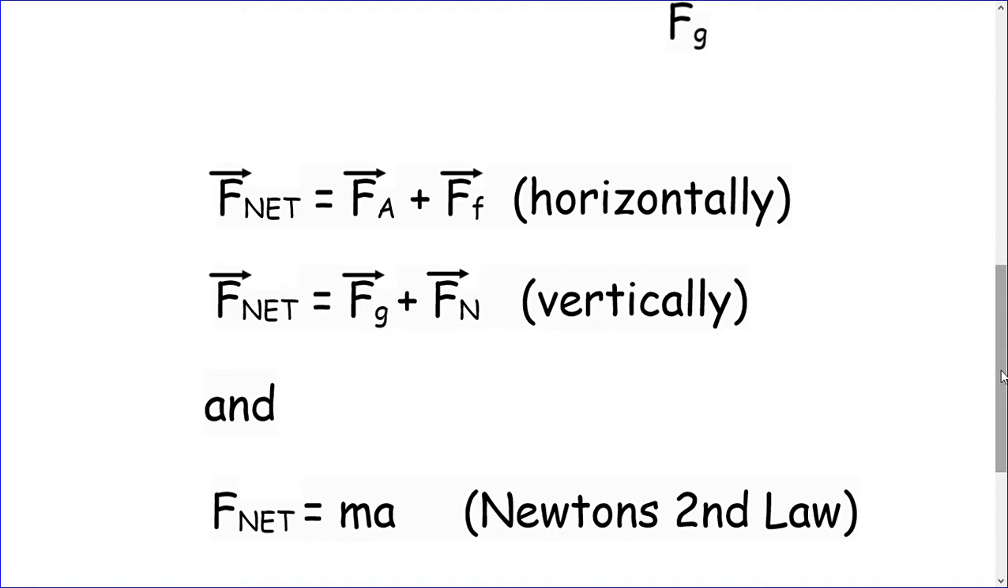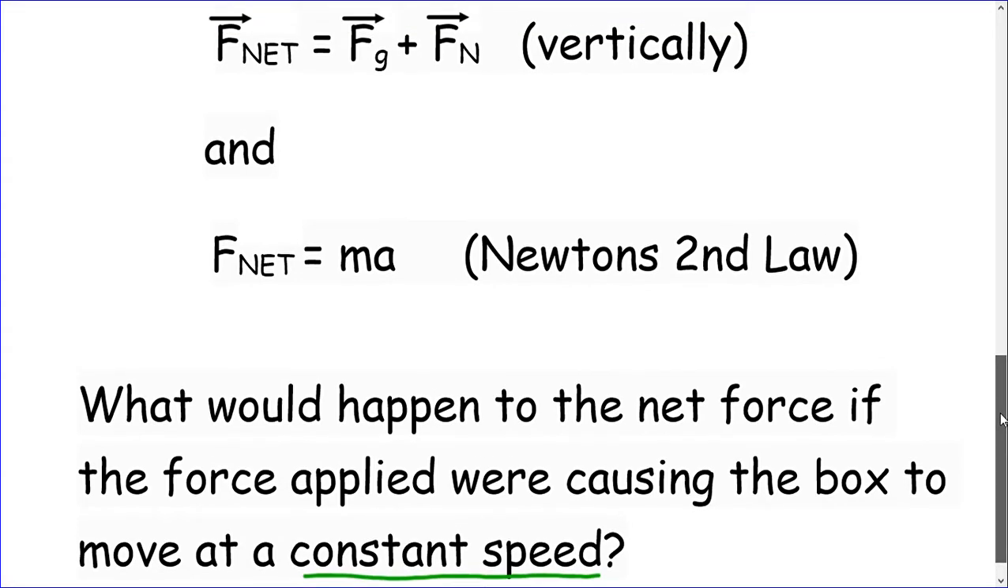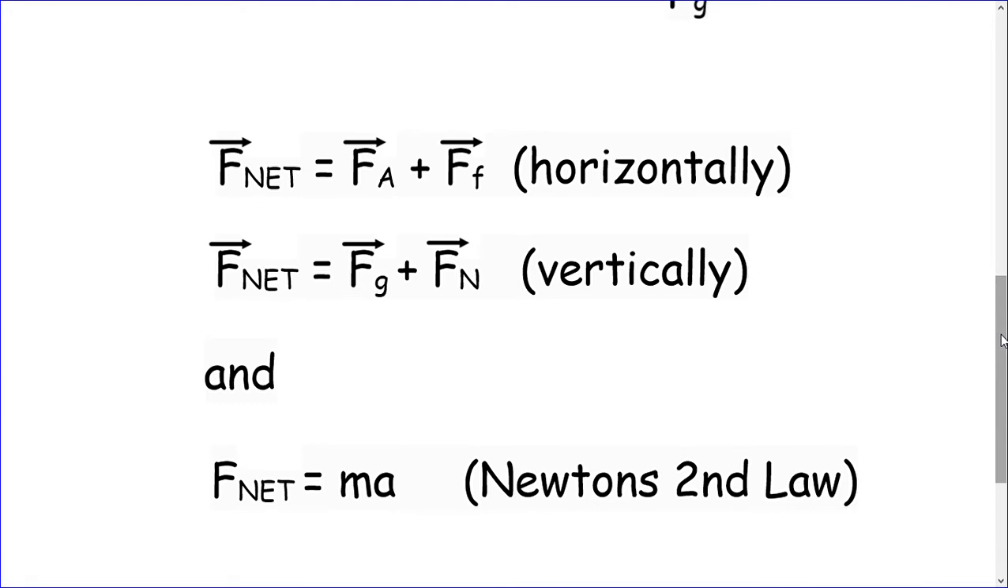It's going to be helpful for us, obviously, to see an example and see this played out. So what would happen to the net force if the force applied were causing the box to move at a constant speed? If I'm applying a force to an object and it's traveling at constant speed, if I go back up to my equation, remember, constant speed from before means that there's no acceleration. If there's no acceleration, then there's no net force.